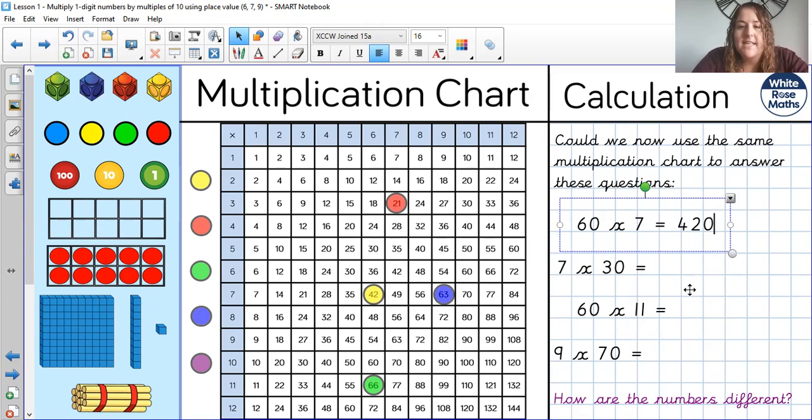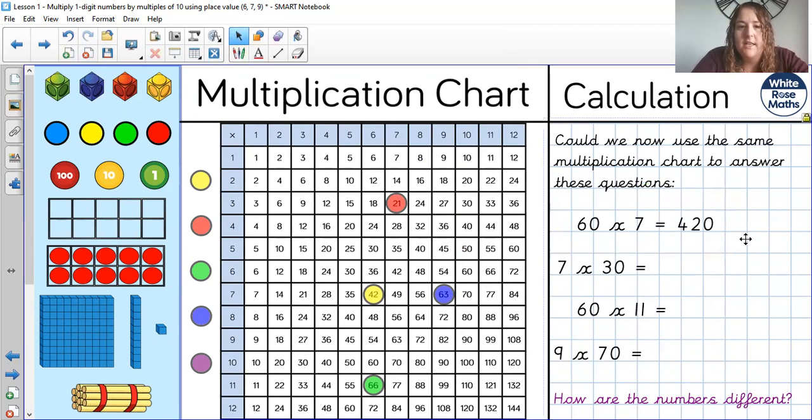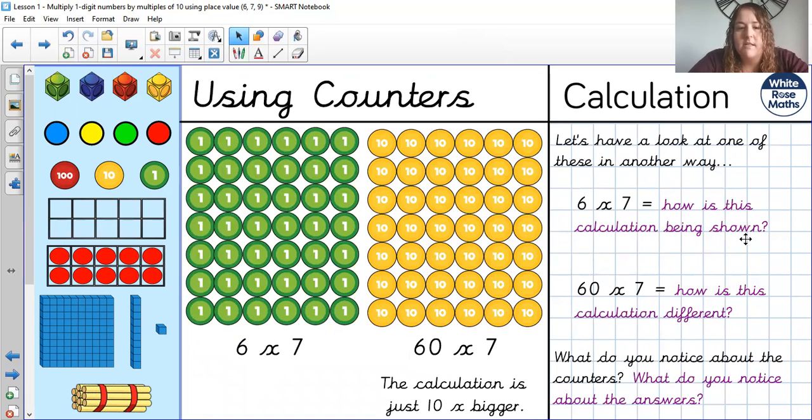Now I'm not going to answer these here, I'm going to show you what that 10 times bigger means, because at the moment I've just typed in an extra 0 and that might not be overly helpful. So let's actually look at these questions using some of these counters. This 6 times 7 here on the left, I've got 1, 2, 3, 4, 5, 6 along the top and 1, 2, 3, 4, 5, 6, 7 down the side. And the counters are represented in ones.